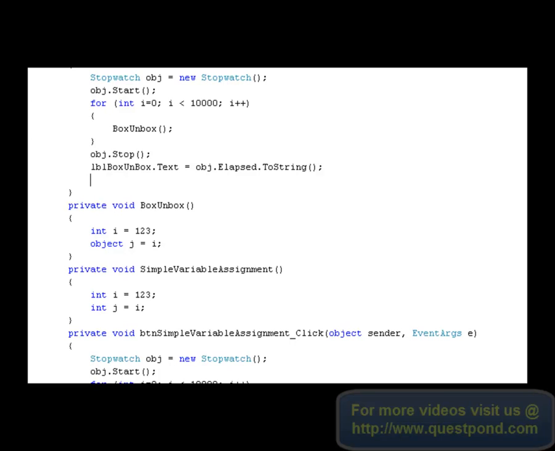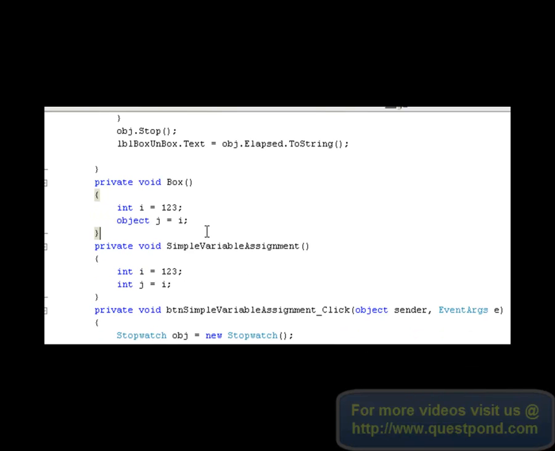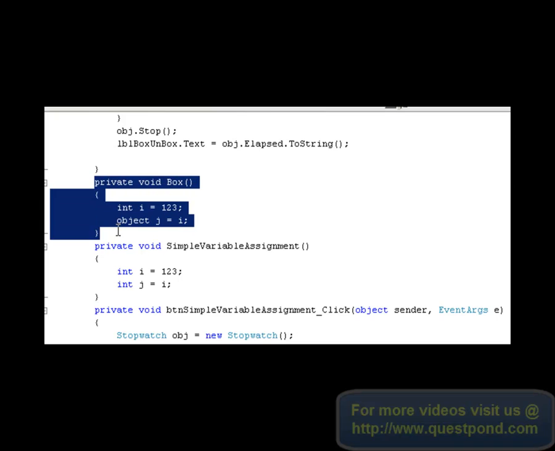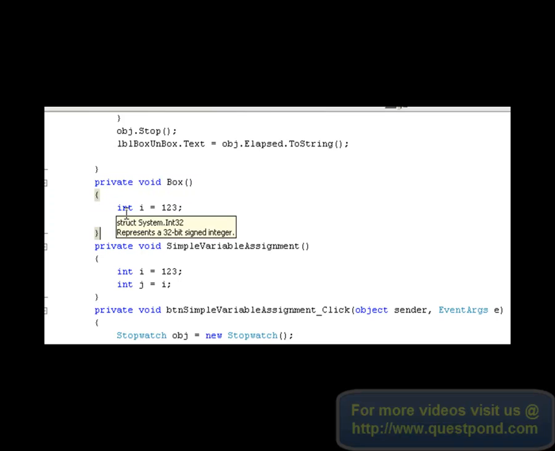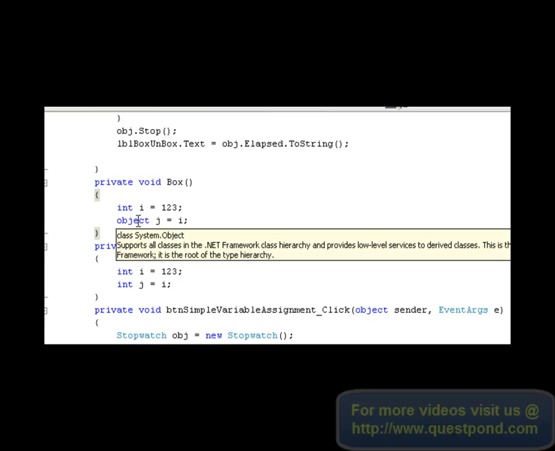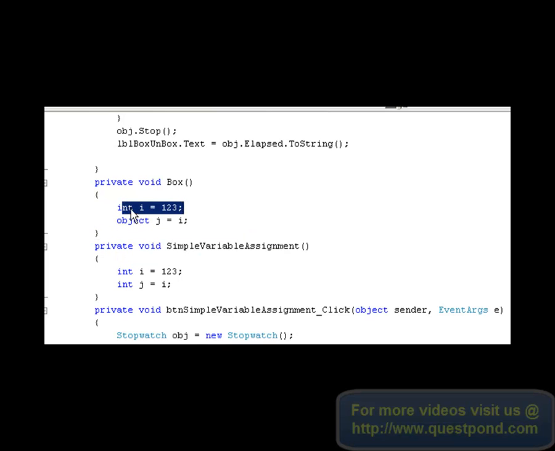So what we'll do over here is demonstrate how boxing and unboxing lead to performance degradation, and what the implications are. Here's what we will do to demonstrate how boxing and unboxing affect our performance. I have created a simple function here called box, and in this box function I'm moving the value type to a reference type. You can see that I have created a simple integer variable named i, I'm assigning 123 to it, and then I'm pushing that value to an object.